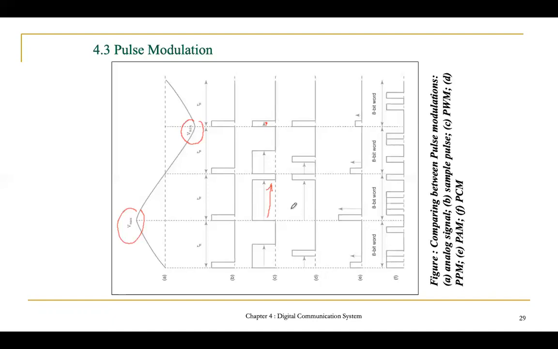And the next one, D, is pulse position modulation. If you look here, the higher the amplitude of the analog signal, the farther to the right the pulses are.